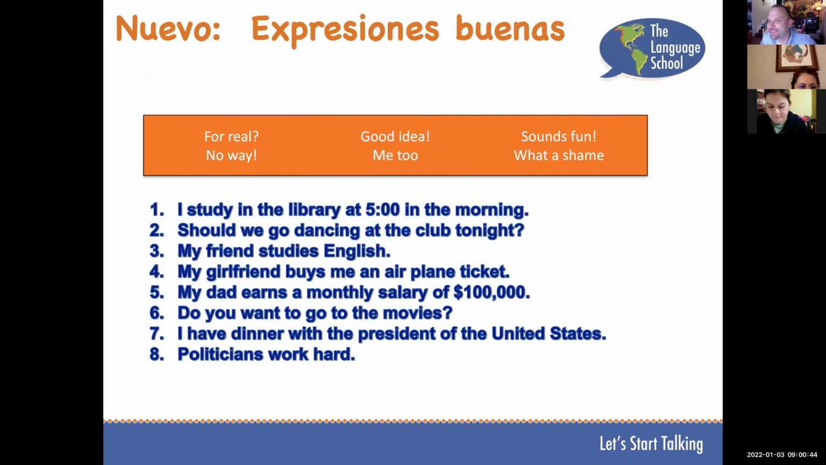All right, let's look at some good expressions for you for speaking English with people. When we're talking to people, it's common to use what we call these filler expressions, just to show that we're engaged in the conversation and we're actively involved in the conversation. So, for example, como en español se dice verdad o de verdad. In English, we can say something like for real, y también se dice no way. ¿Han escuchado esta expresión, no way?